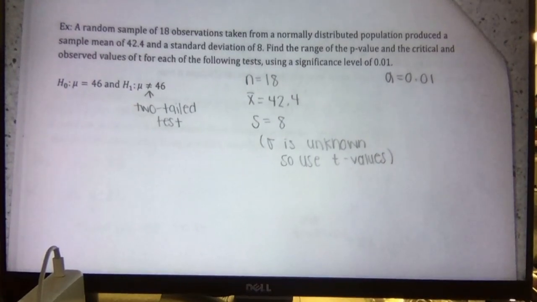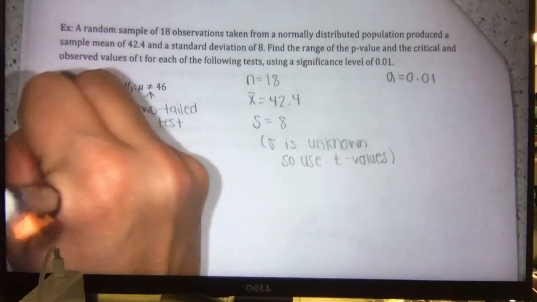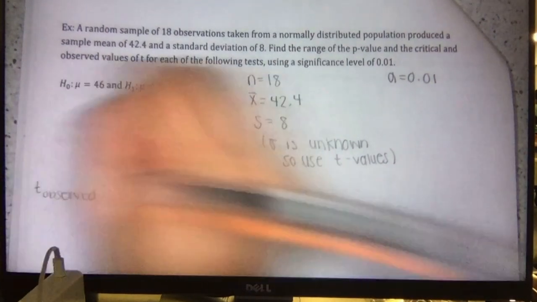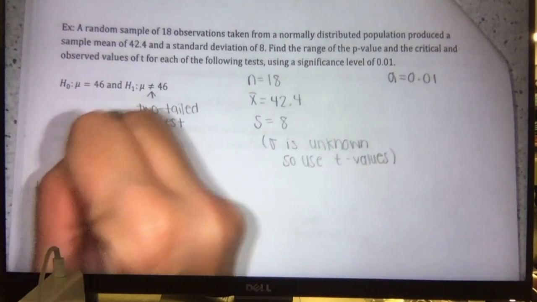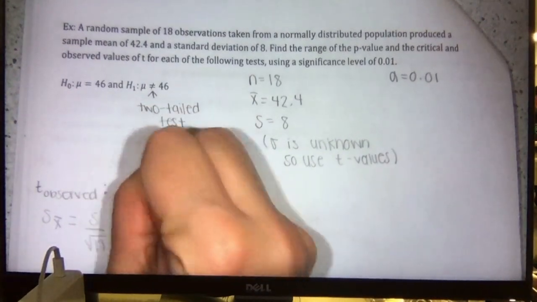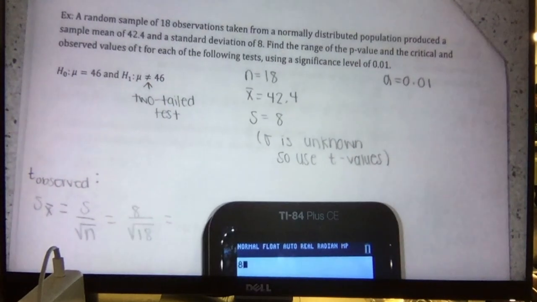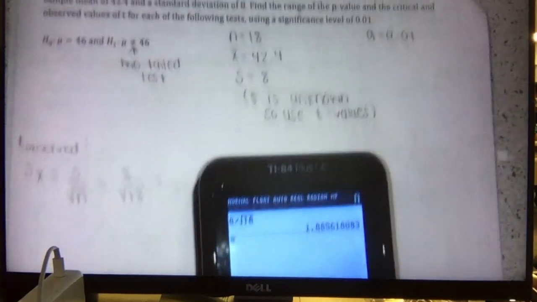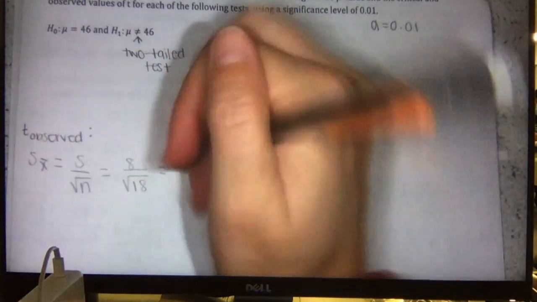So let's start off by finding our t observed. So for that, we need our sampling standard deviation, which is s over the square root of n. So 8 over the square root of 18. Plugging this into our calculator, 1.8856.